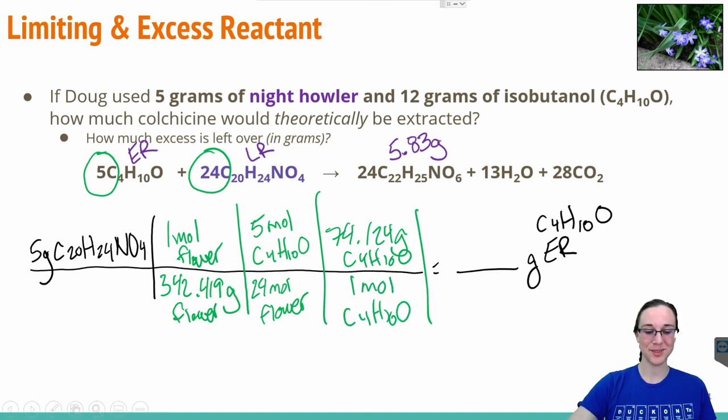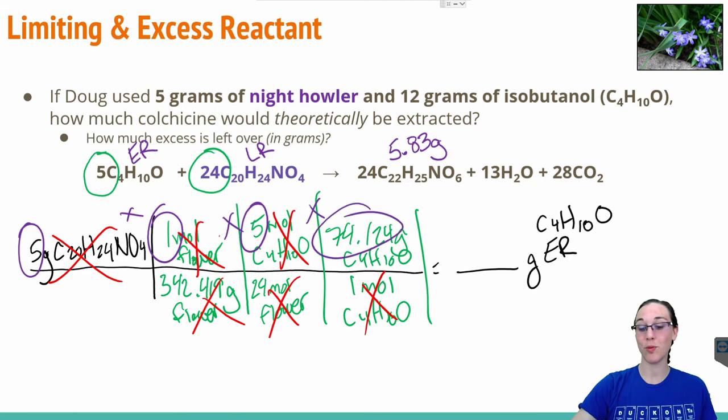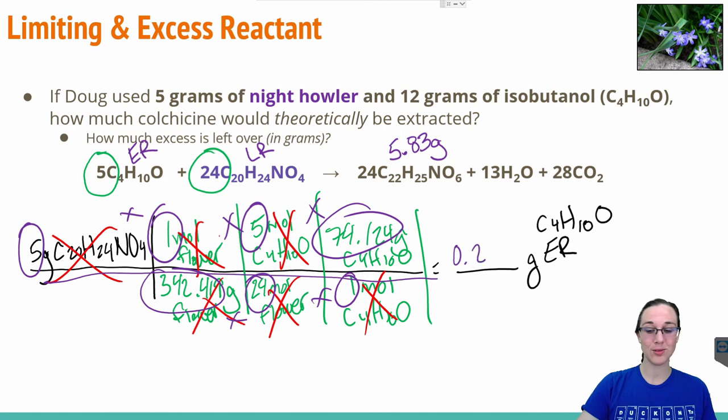Let's make sure those units cancel. We've got grams of flour gone, moles of flour gone, moles of isobutanol gone. We do have the correct units in the end, so now we can calculate. We'll take our 5 times 1 times 5 times 74.124, all divided by 342.419 times 24 times 1. And we see that our final answer is 0.225 grams of excess reactant, or isobutanol, was actually used. So literally less than a quarter of a gram of isobutanol was used with the Nighthowler flour to extract our neurotoxin.